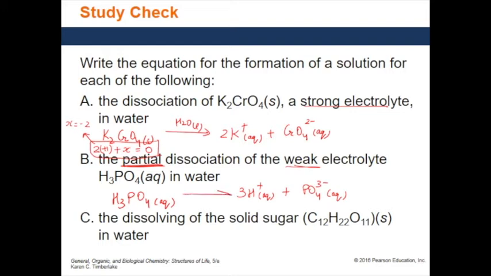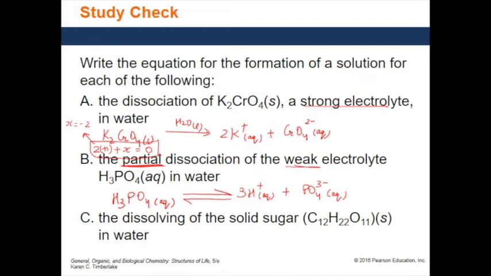Some of it will convert into proton and phosphate, whereas some of it will go back into its actual H3PO4 formation. So when you put a double-sided arrow, you're showing it is going both ways. It is a partial dissociation. Not all of it has completely dissociated.